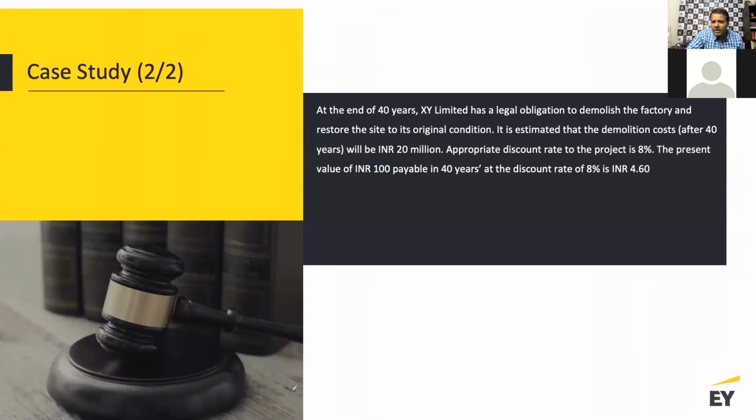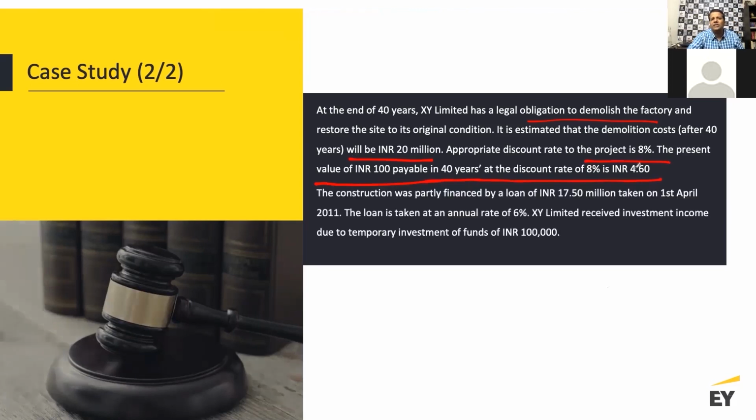Now, at the end of the 40 years, XY Limited has a legal obligation to demolish the factory and restore the site to its original condition and location. It is estimated that the demolition cost after 40 years will be INR 20 million. Now, look at the discount rate of 8%: the present value of 100 payable in 40 years at 8% is INR 4.6. All of this information is provided.